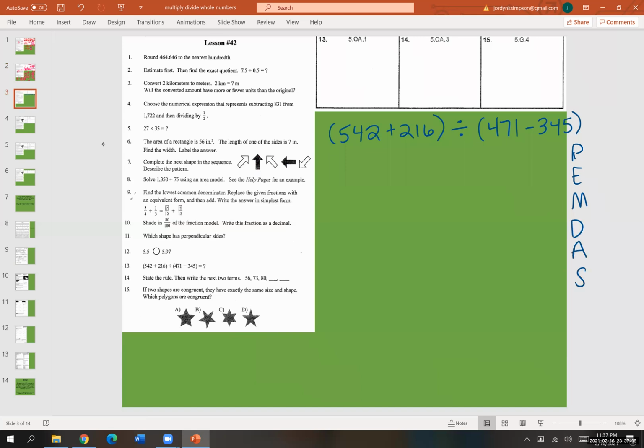P is parentheses. We have two sets, so we have to do 542 plus 216. I'm going to come down here so I'm not right underneath that one. So we add that: 2 and 6 is 8, 4 and 1 is 5, 5 and 2 is 7. So we will replace that with 758.